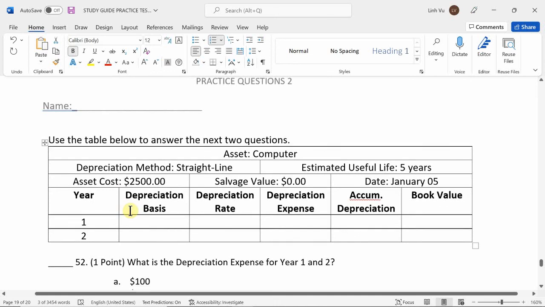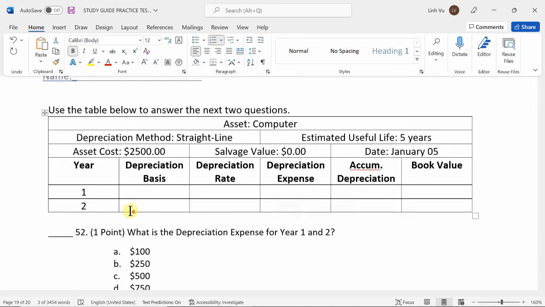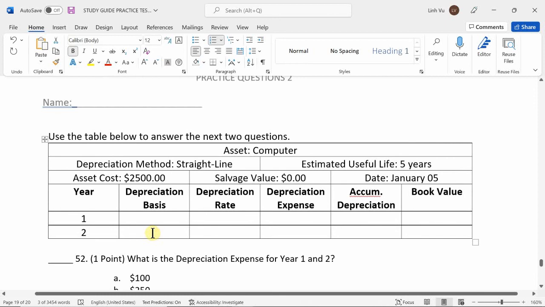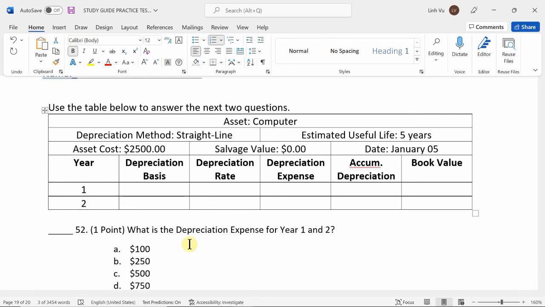So here, use this table below to answer the next two questions. I'm only going to test you on two, a maximum of 2 years. So you can either look at the question first or you could just fill out the entire table. In this case, you're given that your asset is a computer, and the depreciation method is going to be straight line.